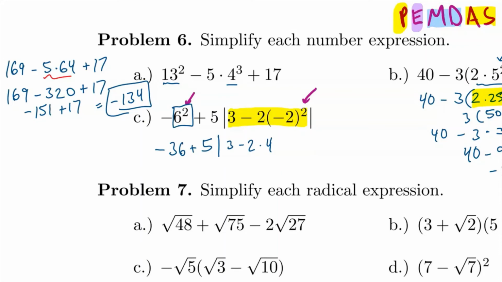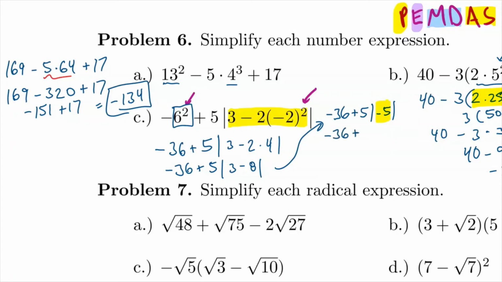Let me move that absolute value bar a little bit closer. That gives me negative 36 plus 5 times the absolute value of 3 minus 8, which becomes negative 36 plus 5 times the absolute value of negative 5. And now applying the absolute value bar to negative 5, I get positive 5. So negative 36 plus 5 times 5, which of course is 25. And negative 36 plus 25 is negative 11.